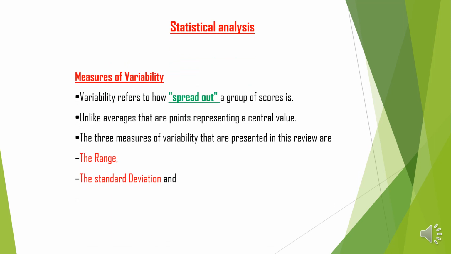We finished now the measures of central tendency. We have another group called the measures of variability. Measures of variability refer to how spread out a group of scores is, unlike the average, which is the mean, which is a central value the scores are spread around. The three measures are the range, the standard deviation and the interpercentile information. But here we will discuss only the most important: range and standard deviation.